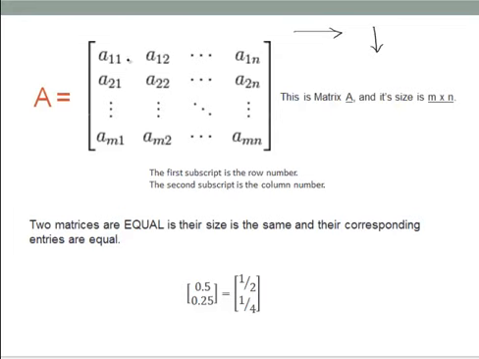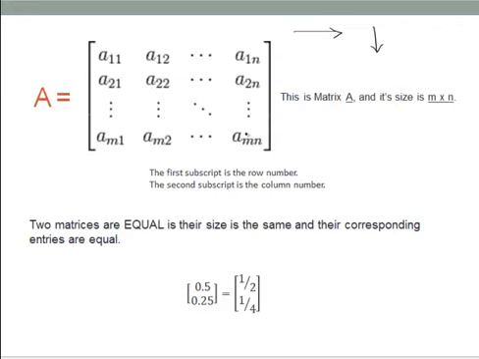Whenever you look at this subscript, the first number tells you the row that it's in, and the second number tells you the column that it's in. So this means the element in row 1, column 1. The element in row 1, column 2. The element in row 2, column 1, etc.